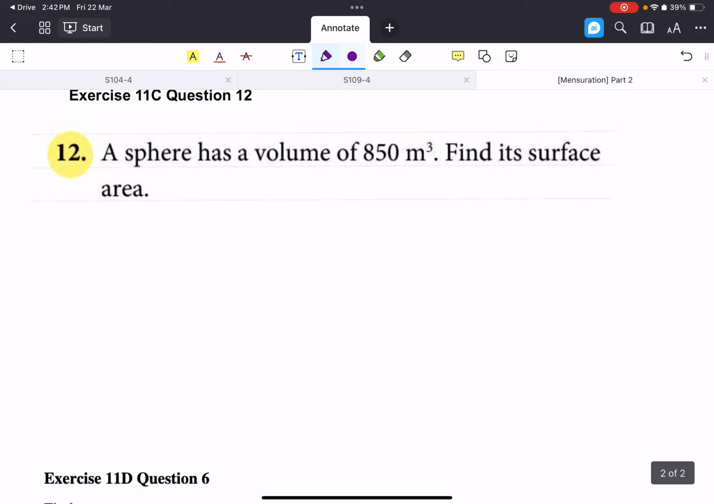This time round we are dealing with a sphere. They gave us the volume and we are told to find the surface area. Okay, so we can do that. We know that the volume of a sphere is 4 over 3 pi r cubed, which is equals to, in this case, 850. So from here we can find our r. So we have, in this case, r cubed is equals to 850 divided by 4 over 3 pi. Let me write it properly.